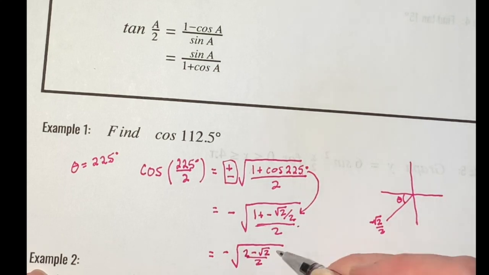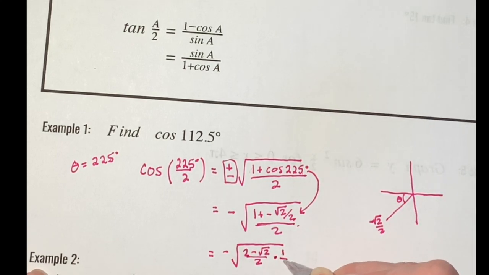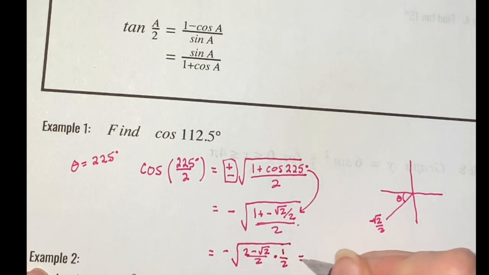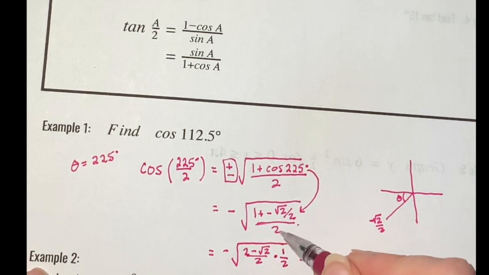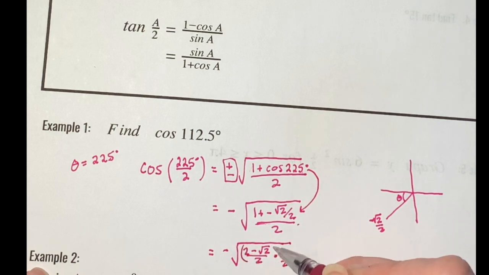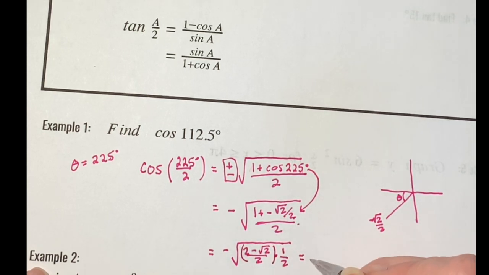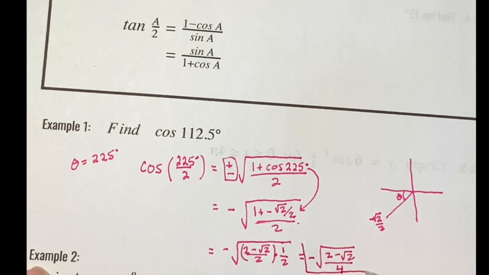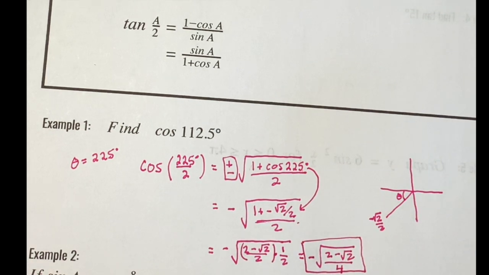Remember, dividing by 2 is the same thing as multiplying by its reciprocal, 1 over 2. So I'm going to go ahead and multiply by 1 over 2. At this point I have minus the square root of (2 minus square root of 2), over 4, because 2 times 2 is 4. Outside of putting it in a calculator and rounding it off, which is no longer an exact answer, that's about as good as you're going to get on that one.